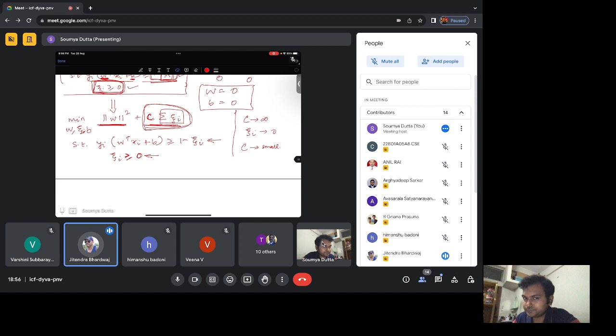C you will decide based on the performance on your validation set. C is just like any hyperparameter. Zeta i's will come from the solution of the optimization problem. You don't need to think about how zeta i's are coming to you. But what I am trying to say here is, you can understand how to change the value of C depending on how this optimization problem will generally be solved.